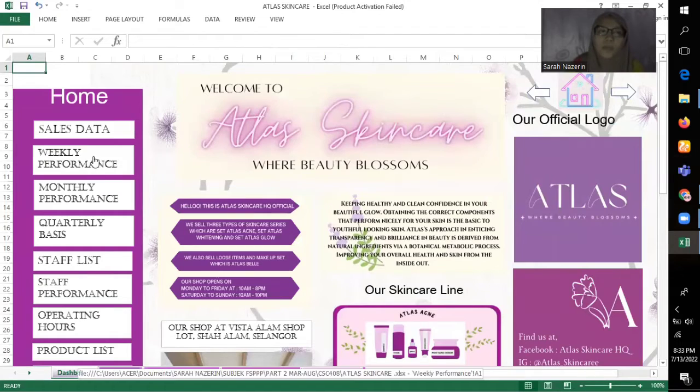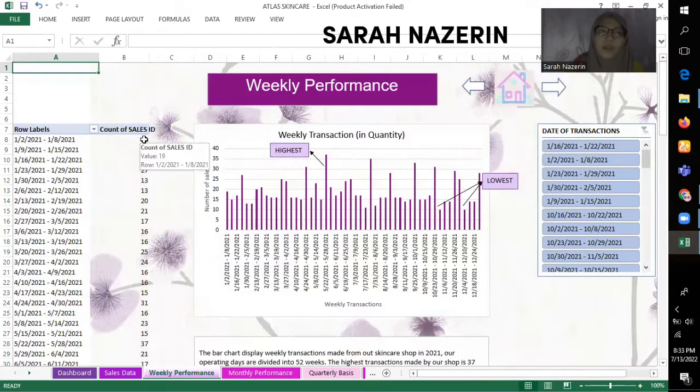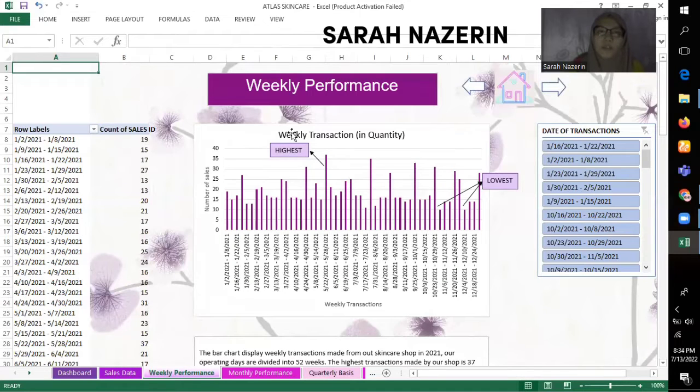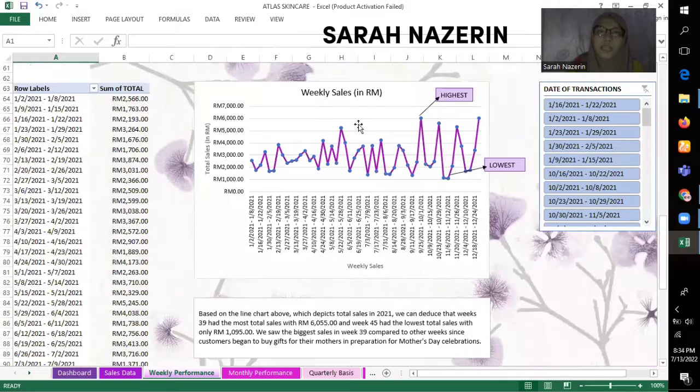Now I'm going to explain more about weekly performance. Weekly performance consists of 2 pivot tables and 2 charts. The first chart is about weekly transactions in quantity, the second chart is about weekly sales in RM. Both charts let the viewer and manager know about weekly performance in 2021.